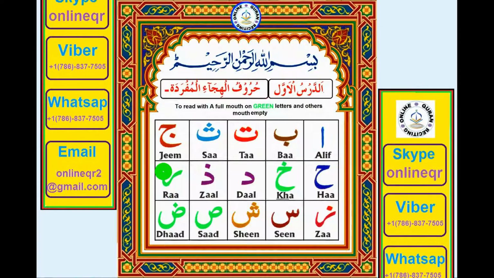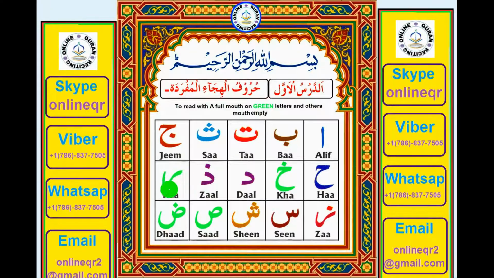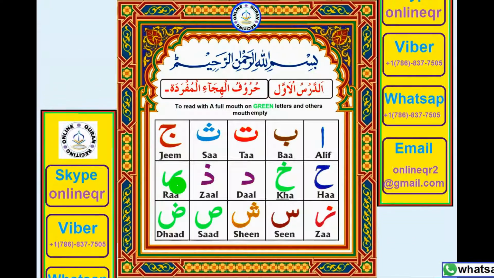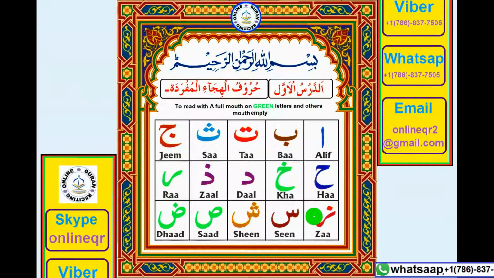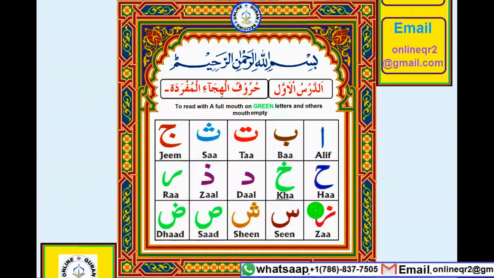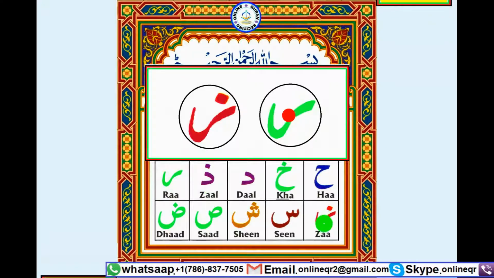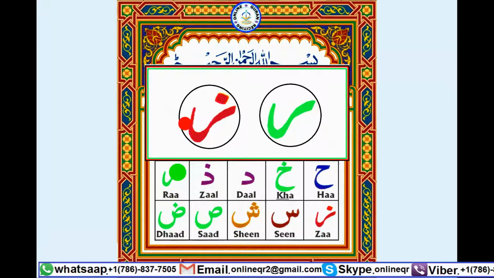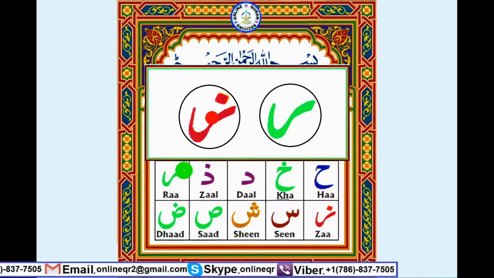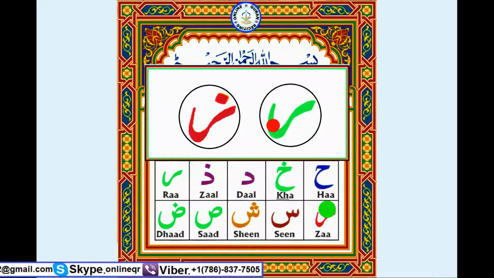This is Ra. This is Za. Ra and Za shape is same, but difference between them, Ra has no dot and Za has one dot above.